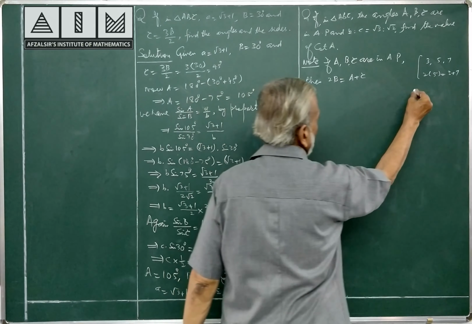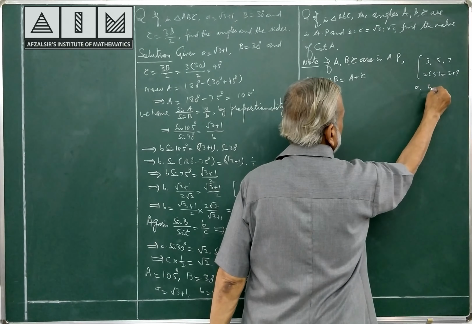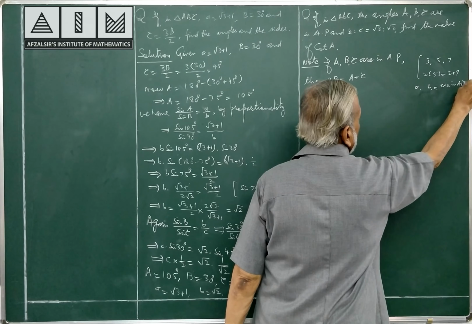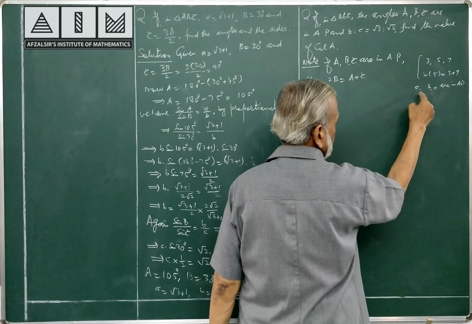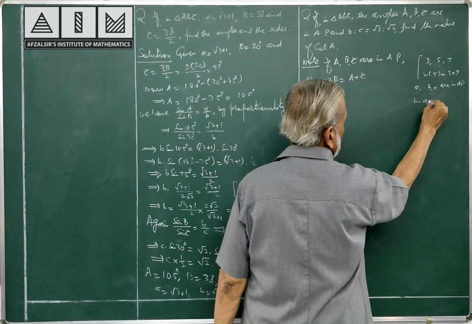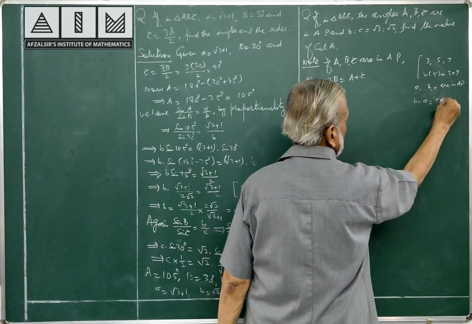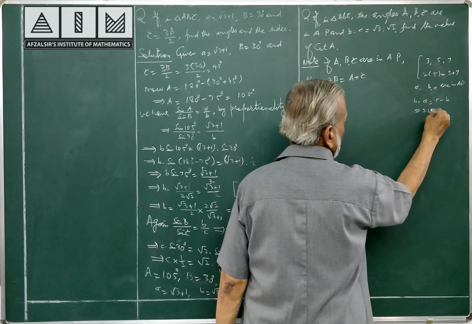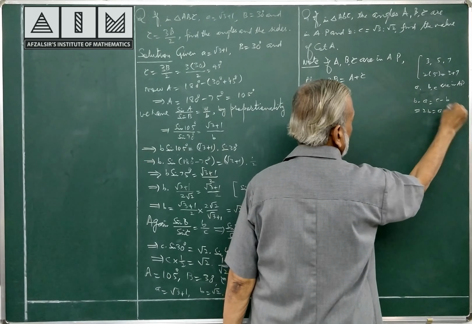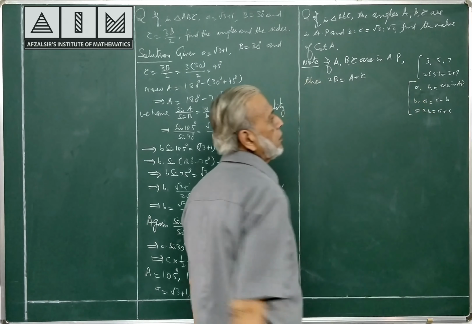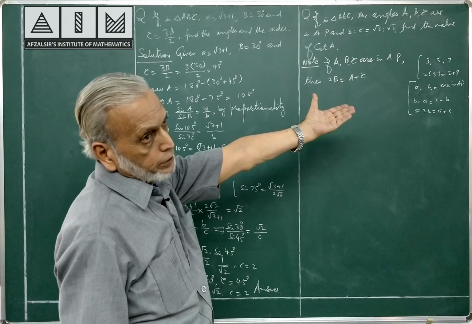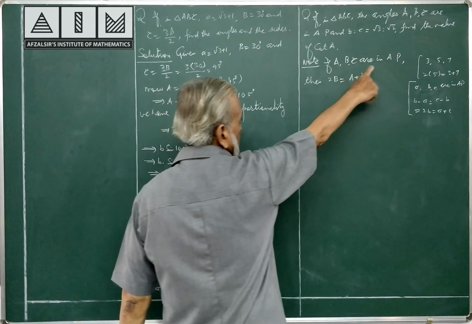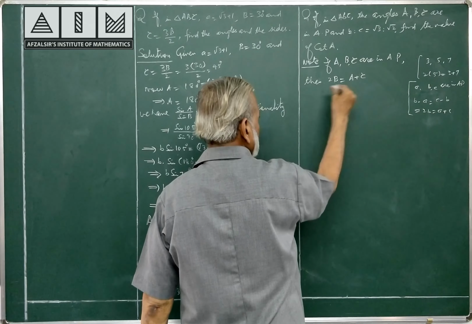See one more example. A, B, C are in AP. AP means second term minus first term is equal to third term minus second term. Shift B here, you will get 2B is equal to A plus C. Remember this about AP, very important thing: 2B is equal to A plus C. Now also I have written A, B, C are in AP, 2B is equal to A plus C.